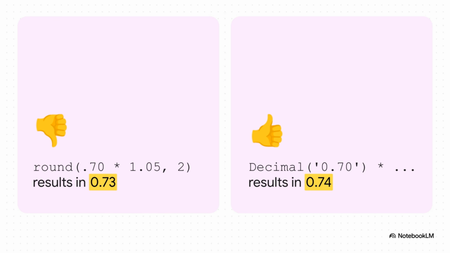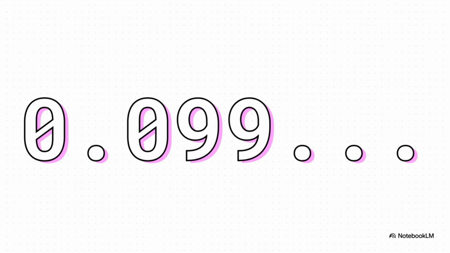Now, a 1-cent difference might not sound like a big deal, but when you scale that up over millions of transactions, it's an absolute disaster. So why does this even happen? It's because of this. This is what your computer is actually working with when you try to calculate $1 modulo 10 cents. The fact is, most decimal fractions can't be represented perfectly in binary. It's not a Python bug, it's just a fundamental limitation of how binary floating point math works.